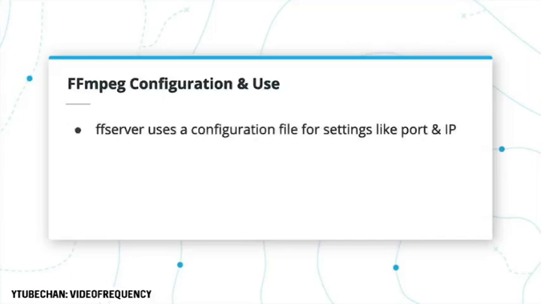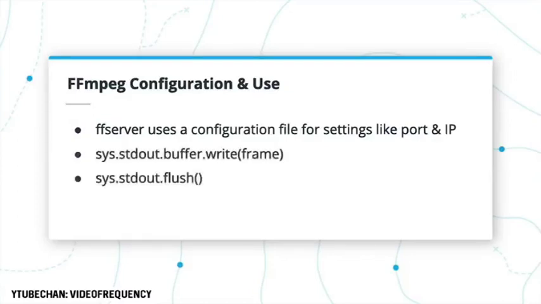Using FFserver requires a configuration file that we will provide for you. This configuration file sets the port and IP address of the server, as well as some settings like the ports to receive video from and the frame rate of the video. These settings can also allow it to listen to the system standard out buffer, which is how you can send video frames to it in Python. With the sys Python library, you can use sys.stdout.buffer.write with an input frame, as well as flush it to send the frame to the FFserver.